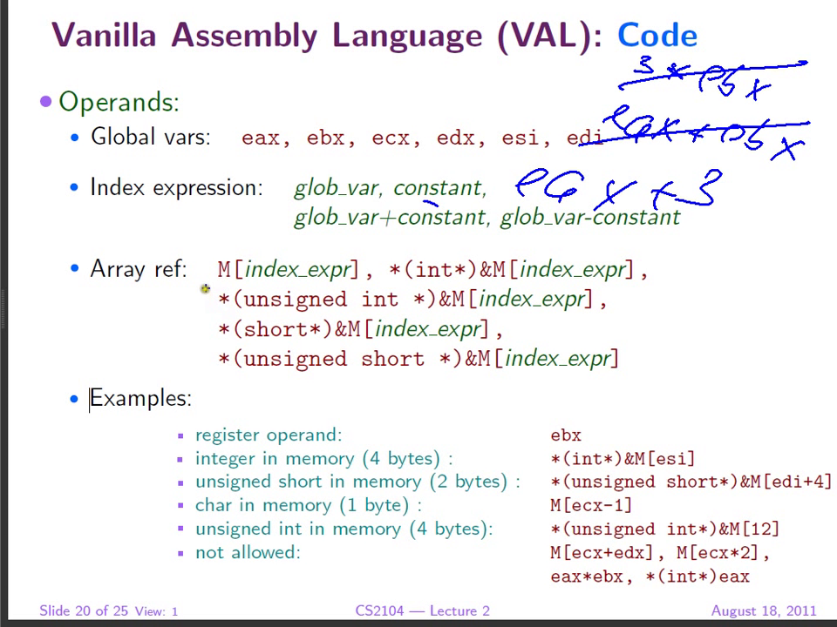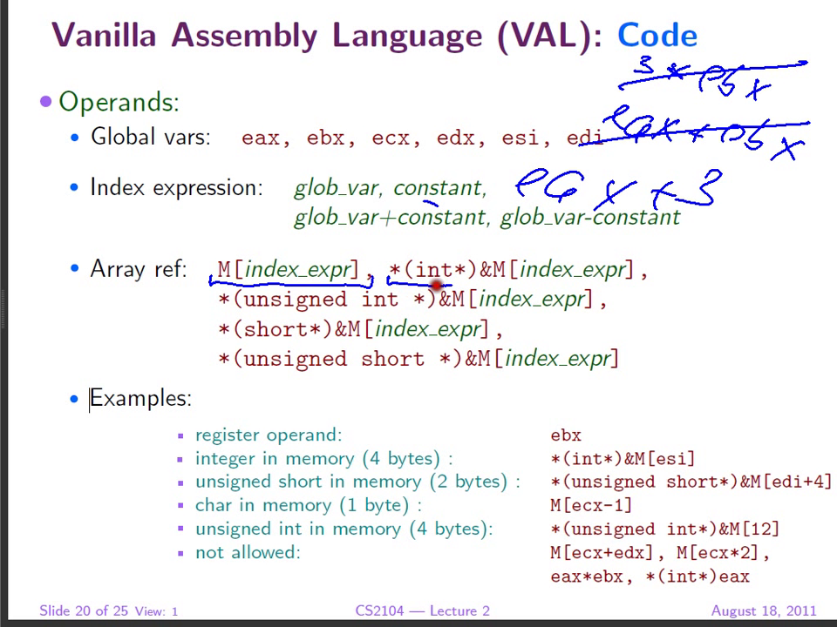What kind of memory elements? So you can index the memory by some index expression. Any legal index expression can appear within brackets. And of course, this would be of type char. What if you want to store integers, or unsigned integers, or shorts, or unsigned shorts? What if you want to do that with the memory?